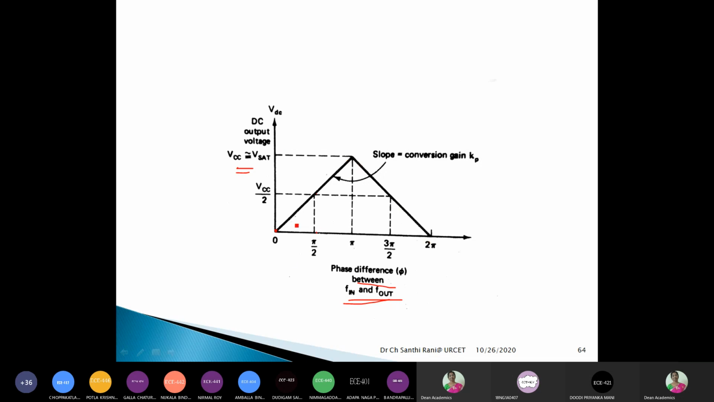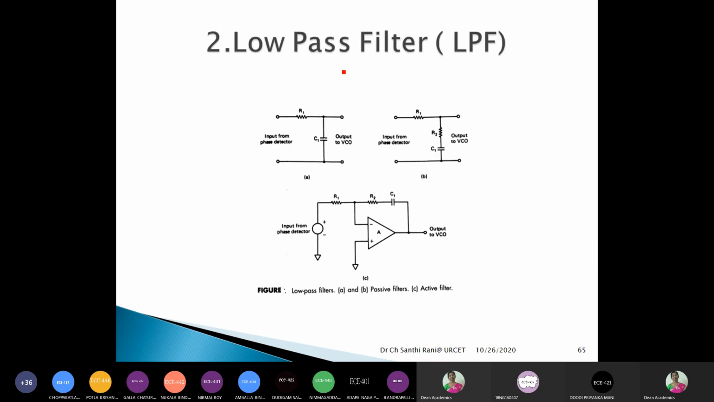So like that, the phase difference is found out, and proportional to the phase difference between F in and F out, the comparator will give its DC voltage as the output. The phase detector gives an output voltage proportional to the phase difference between the input frequency and output frequency. So this is about block 1.